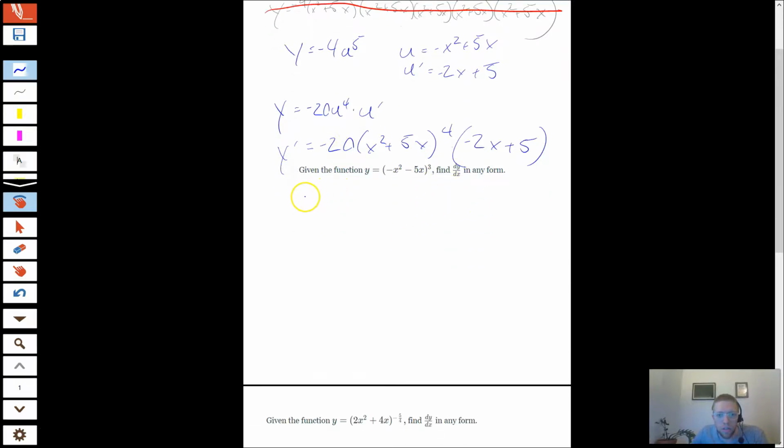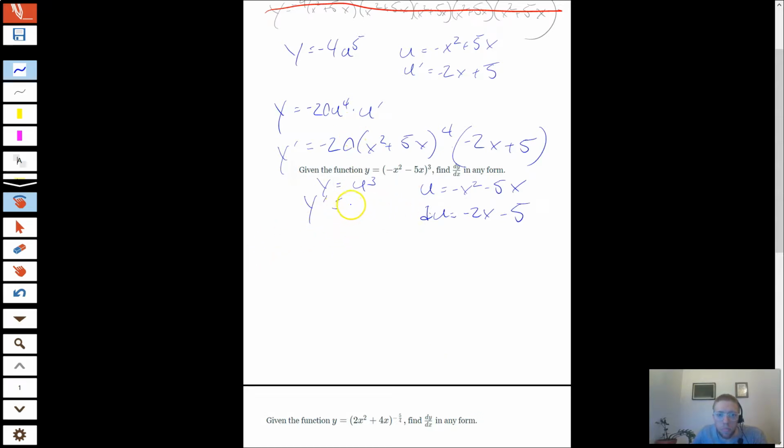I'm going to use the same notation as before. For my second example, I'll call y u cubed, and then u is the inside. And then u prime, I'm actually going to call it du this time. So du also means the derivative of u. The notation doesn't really matter here. 2x minus 5. Did I pick one that has the exact same inside? Pretty much, except for the sign.